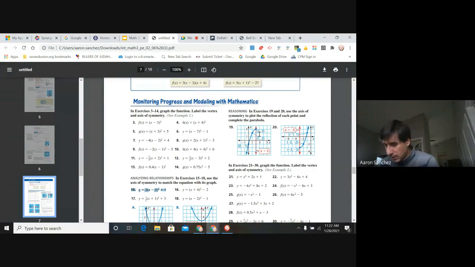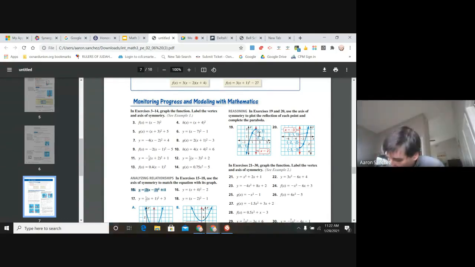So I have here, I'm going to draw the graph and find the vertex. Where's my vertex? At 2, 3. 1, 2, 1, 2, 3. And then my next point is over 1, down 1. And then over.